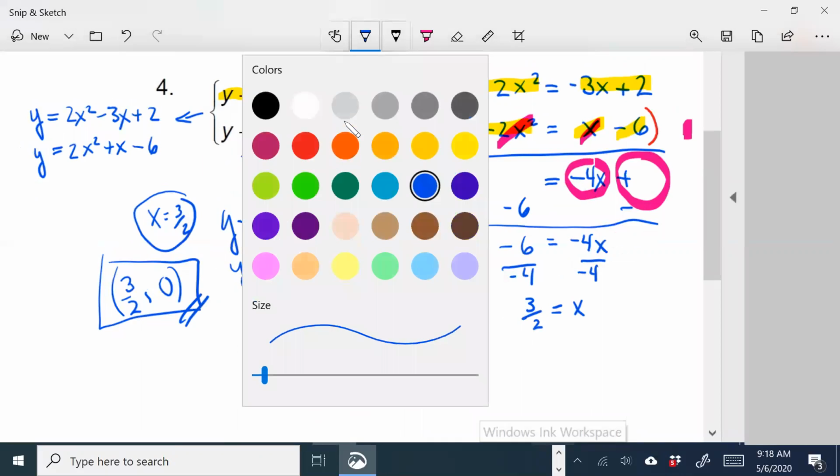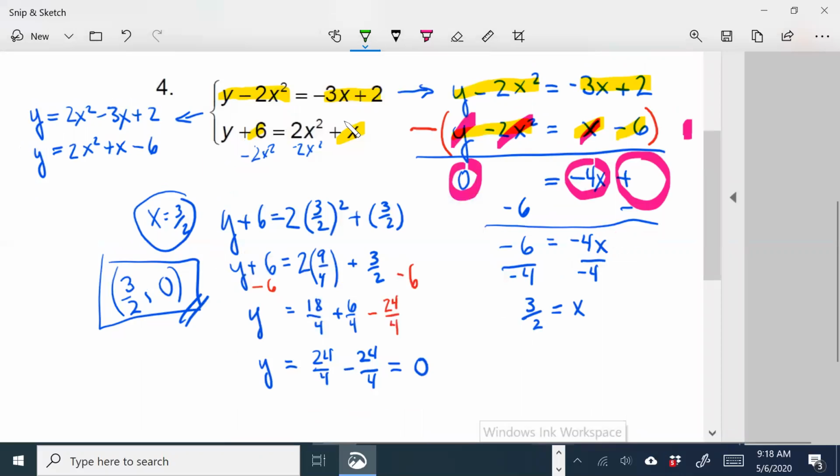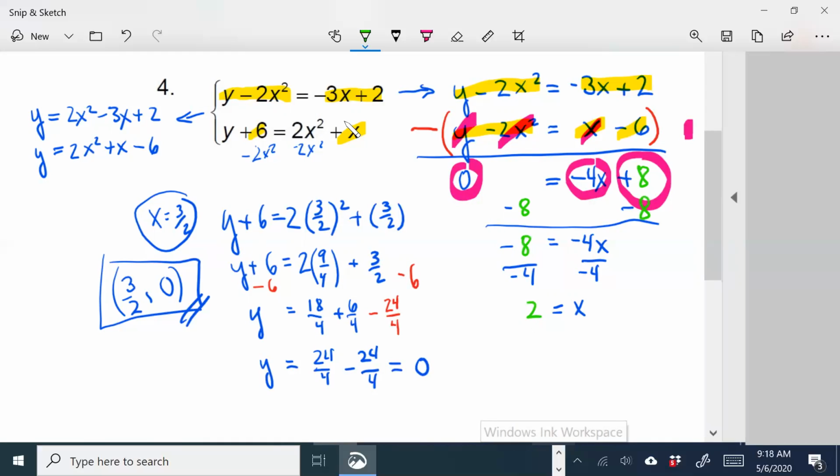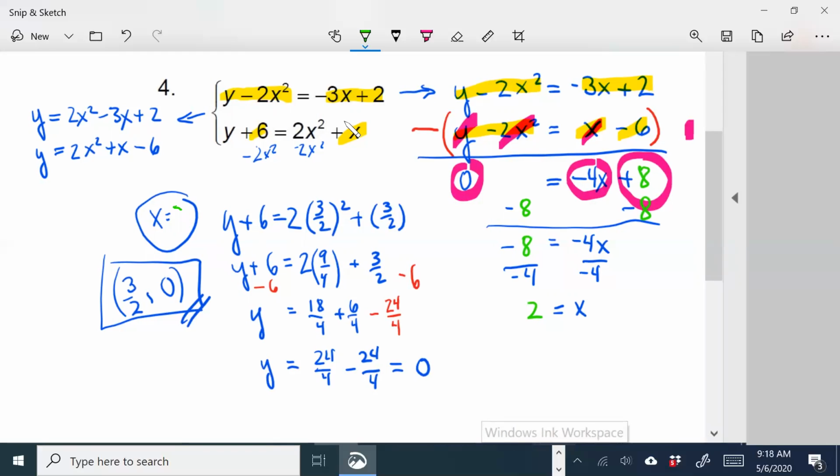I'm going to go green. So this should have been plus negative 6. This should have been plus 8. And then I should have subtracted 8 from both sides. And then this should have been 8. And negative 8 divided by negative 4 would be 2. So over here, this would be 2.